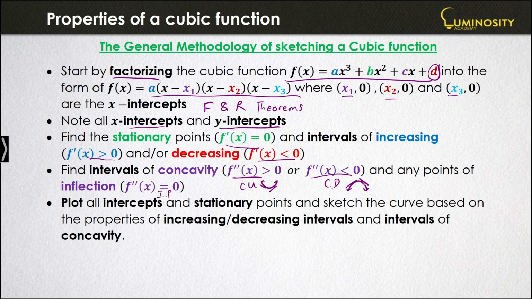Once we have all that information, we want to plot all the intercepts, so your x and y intercepts. We want to plot the stationary points where the graph will most likely turn, and then we want to sketch the curve based on the properties of how it increases and decreases from the first derivative, and then what shape it bends in based on the concavity. So putting all this information together is the final culmination of being able to sketch a cubic function.